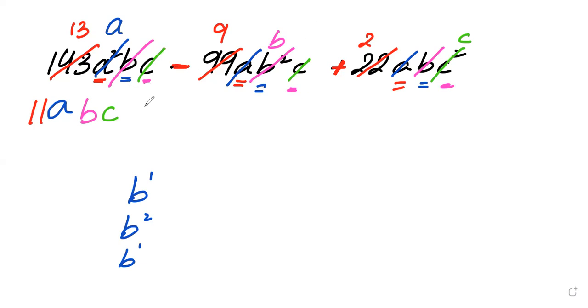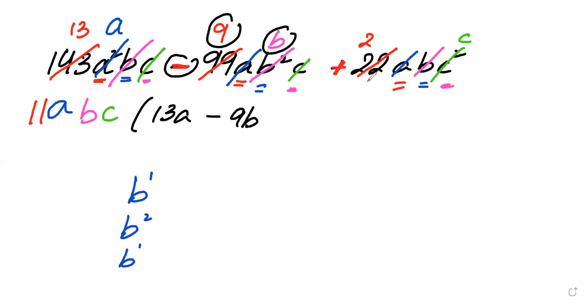In the first term we have left 13a. In the second term we have left minus 9b. In the third term we have left plus 2c. This is called the all common factor method.